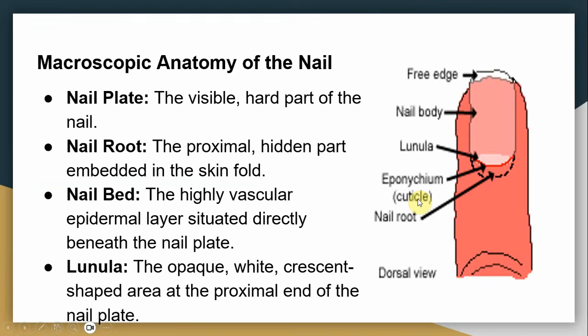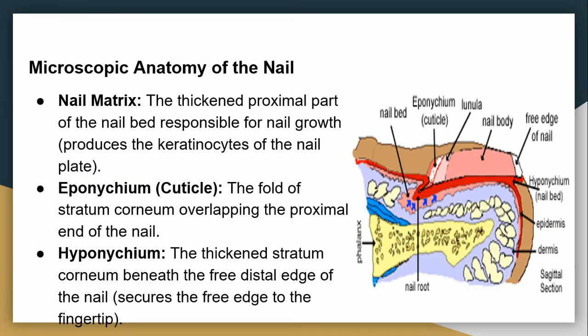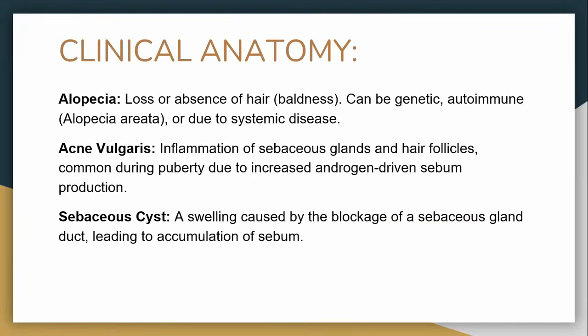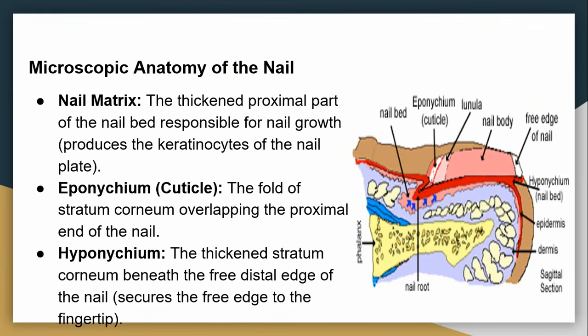यहाँ पे nail root के बारे में हमने पढ़ा था proximal and embedded part. यही जो इसका proximal और embedded part है यही से सारी nutrition इसके लिए आ रही है. Okay. So now we will talk about the nail matrix. These things will be more clear when we will be doing the histology practical. The thick proximal part of the nail bed, this is the part, is responsible for the growth of the nail and this produces the keratinocytes of the nail plate.